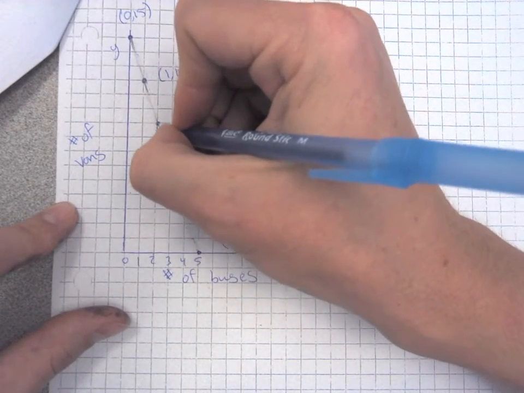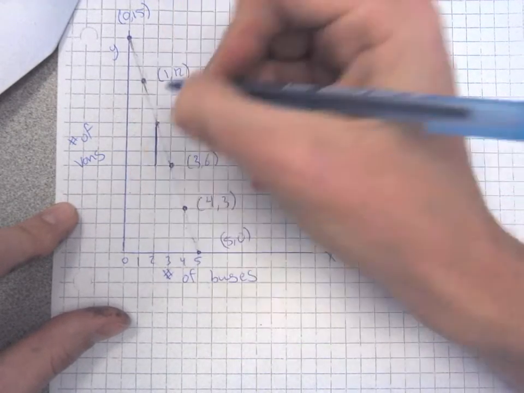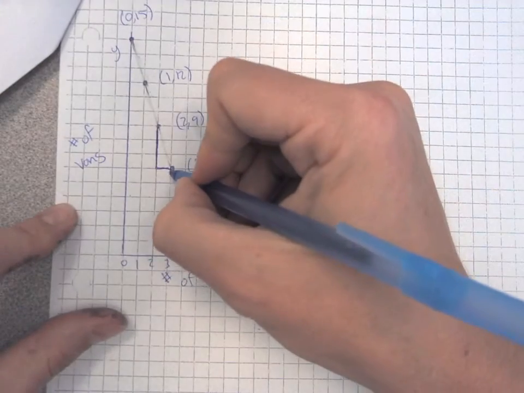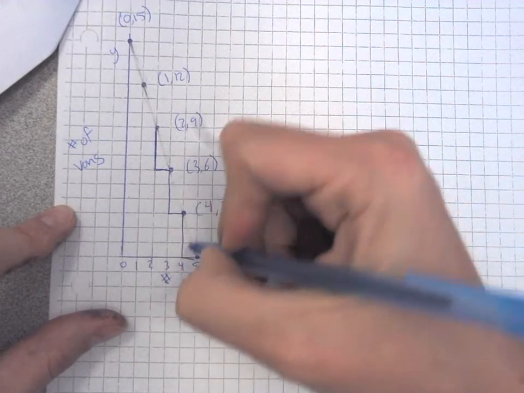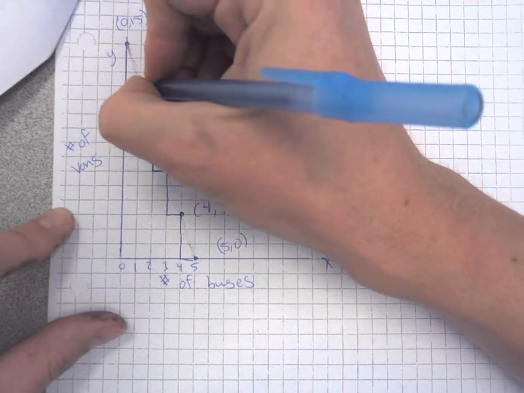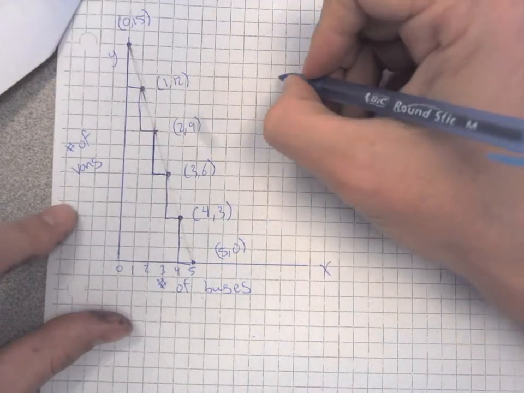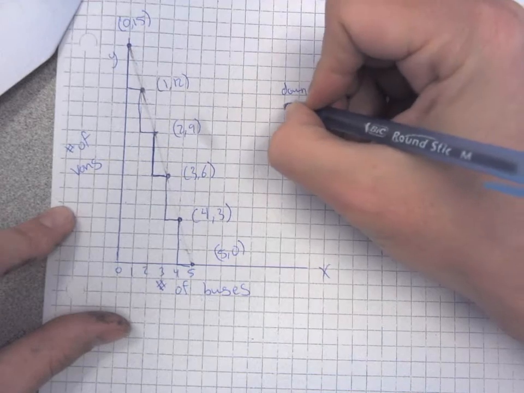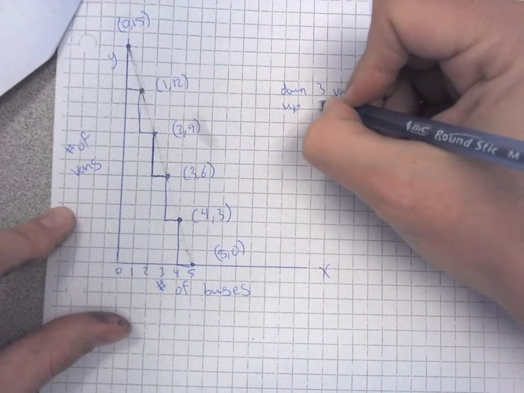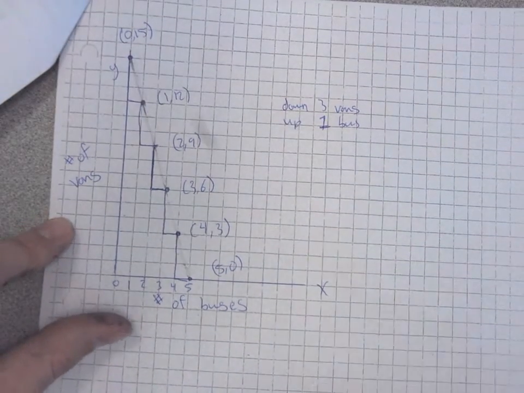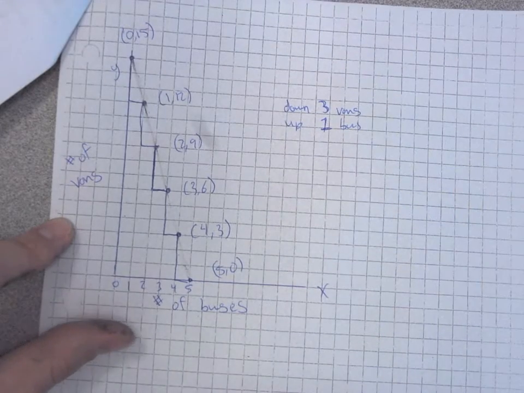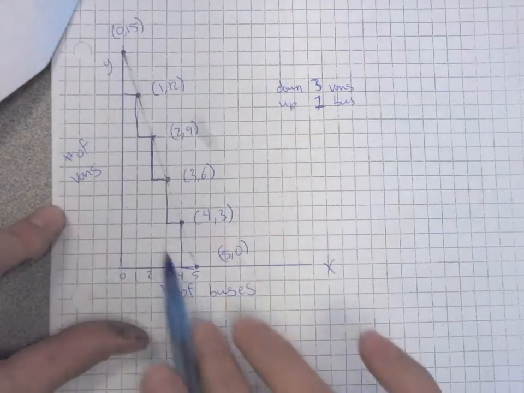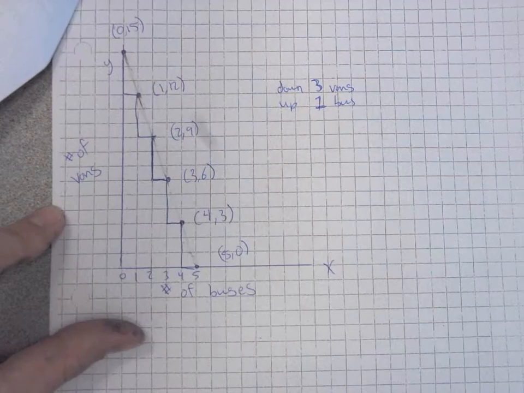So every time we go down 3 vans, we can go up 1 bus, right? So down 3 vans, over 1 bus, down 3 vans, over 1 bus. You can see this pattern. So the slope is kind of helpful here because every time I go down 3 vans, I can go up 1 bus. In other words, that's kind of like an exchange. I can exchange 3 vans for every 1 bus because a bus holds 3 times the amount of people that a van will. So using the slope here is kind of helpful to be able to find your other coordinates.